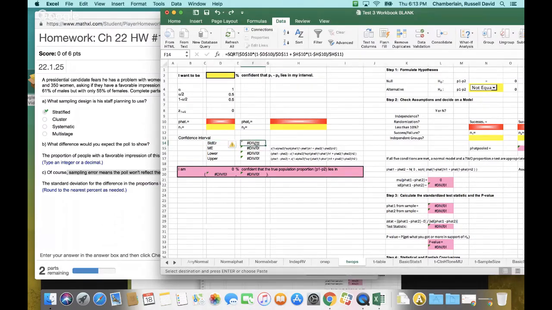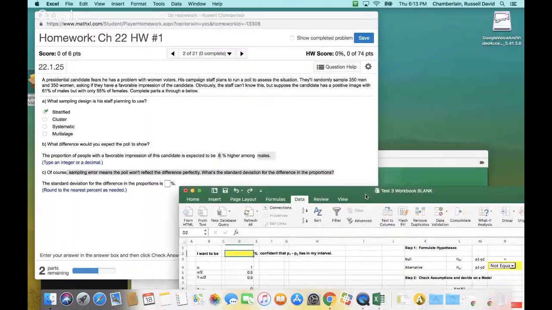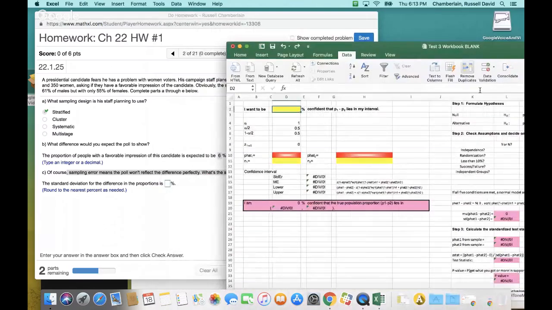Okay, we're good to go. Let's do it. All right. I have to put a confidence in here so that it'll run the form. So I'll just put some confidence.